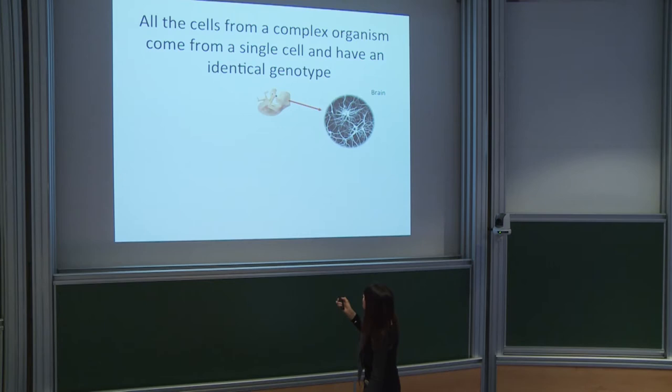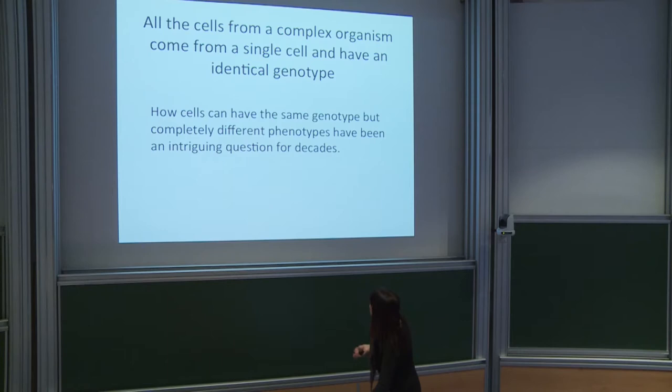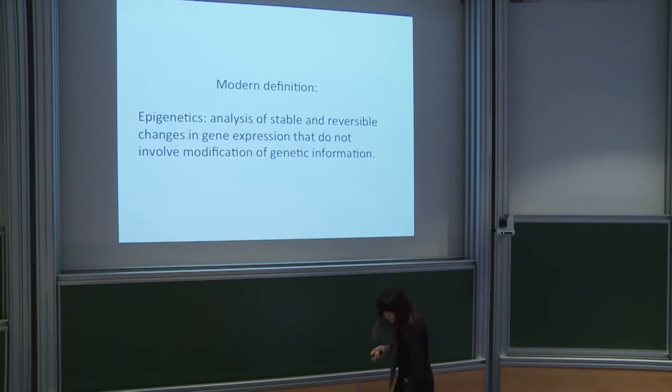So they come from the same cells originally, and then they become quite different when we are with an embryo. And you have completely different cells: brain, muscle, gut. All these cells have the same genotype, but they have different phenotypes. So the question, which has been open for a long time but is solved now, is how these cells can have the same genotype but completely different phenotypes. And the answer comes from epigenetics.